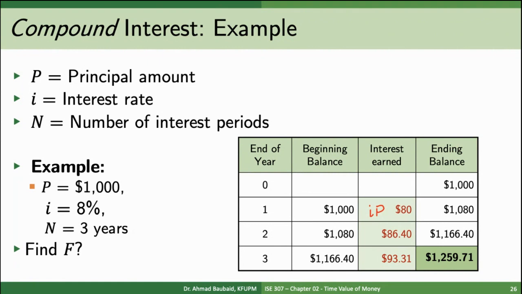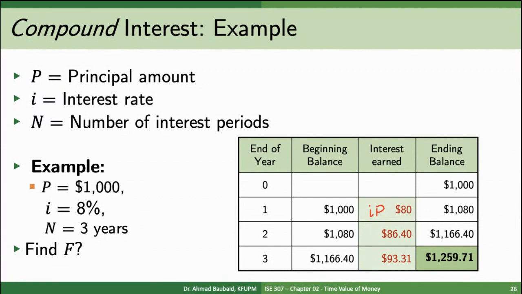What about the second year? That's where things start to change. Instead of just doing IP again, you now have to look at this value and apply interest to it. So this value here is going to be 8% of this value here, because you're also earning interest on that extra $80. That's why this number is a little bit increased: it's not 80, it's 86.4.